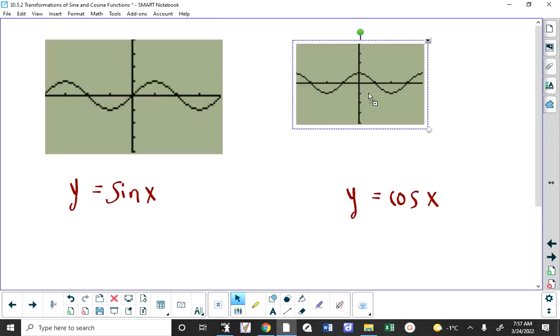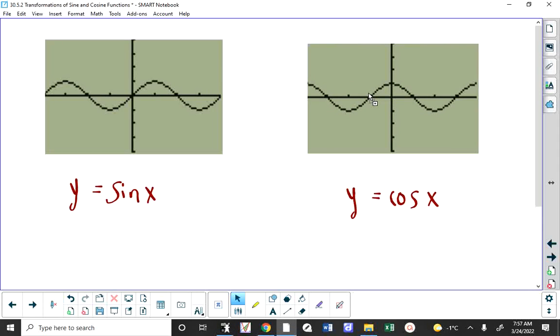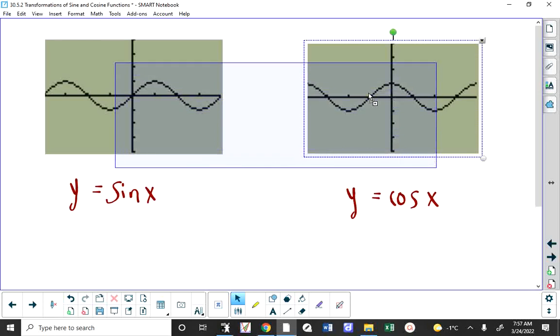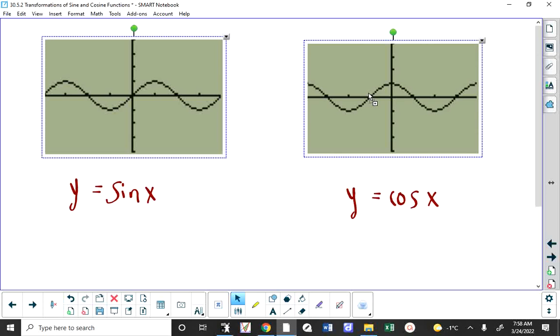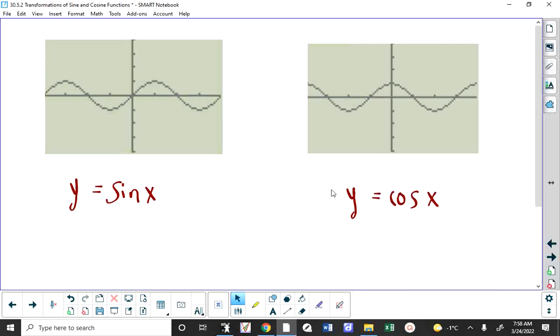When we talk about the start point in Math 30-1 of a trigonometric function, what we are referring to is where the graph would normally start when you look on the y-axis. And sine of x starts at the origin, or the middle, going up. Cosine of x starts at y equals 1, or the top, going down.